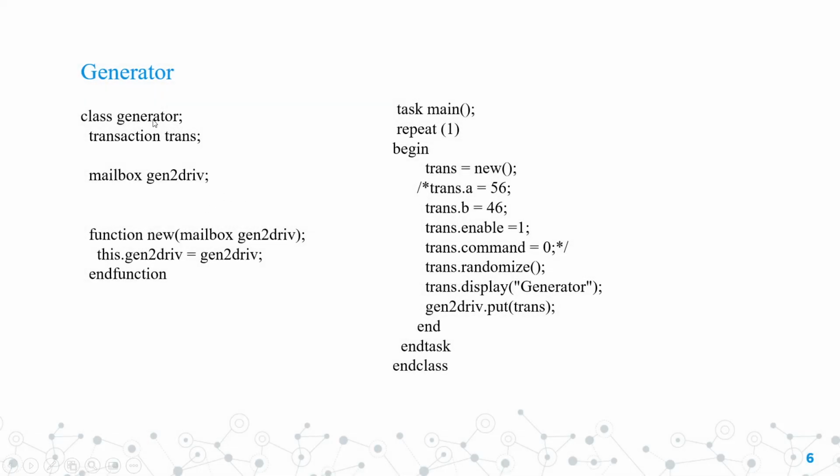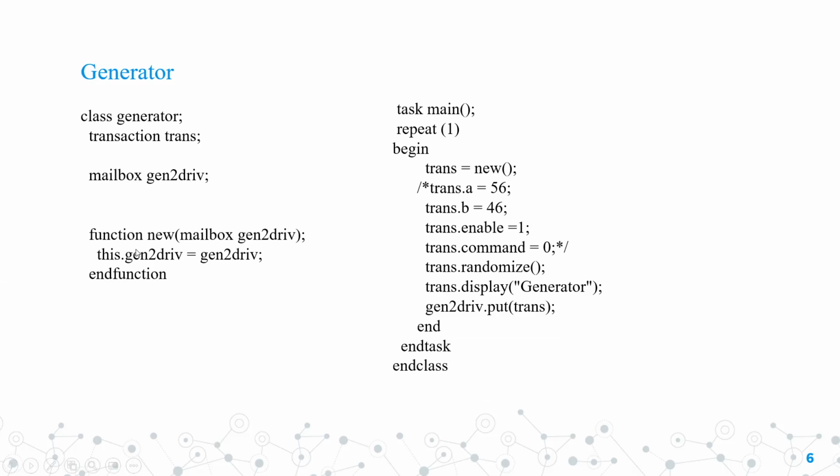And coming to the generator class, first I have created a handle for the transaction class so that I can use it as a packet, and I can also use it for displaying the current data. And I have created a mailbox, gen to drive, which can be used to send data from the generator to the driver, so that the generator can run the design under test.